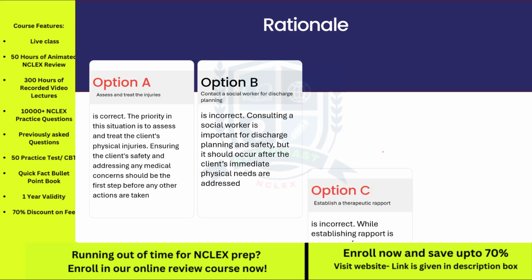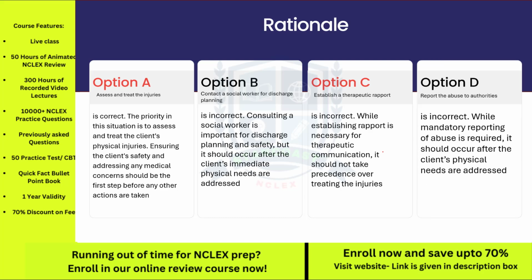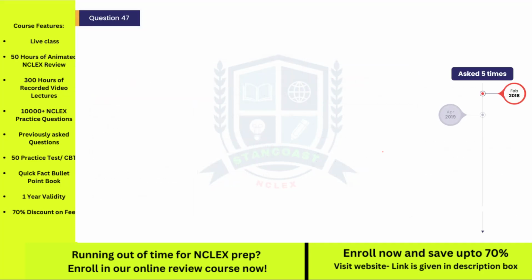C is incorrect. While establishing rapport is necessary for therapeutic communication, it should not take precedence over treating the injuries. D is incorrect. While mandatory reporting of abuse is required, it should occur after the client's physical needs are addressed. Let's move on to the next question.